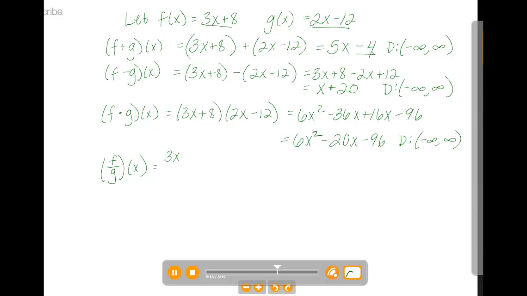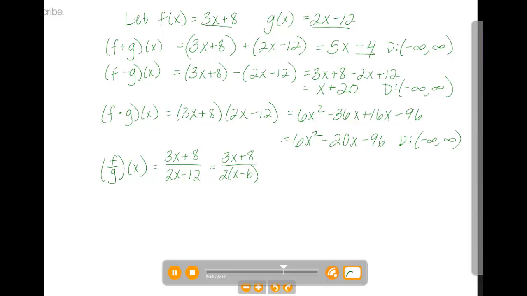Here's f of x in our numerator, g of x in our denominator, 2x minus 12. And there's not much we can simplify here. I notice there's a 2x minus 12 in our denominator. I can factor out a 2. We're left with x minus 6 there. Still nothing can be simplified. There's no common factor in every single term here. So we're actually done. This is our quotient, 3x plus 8 over 2 times the quantity x minus 6.